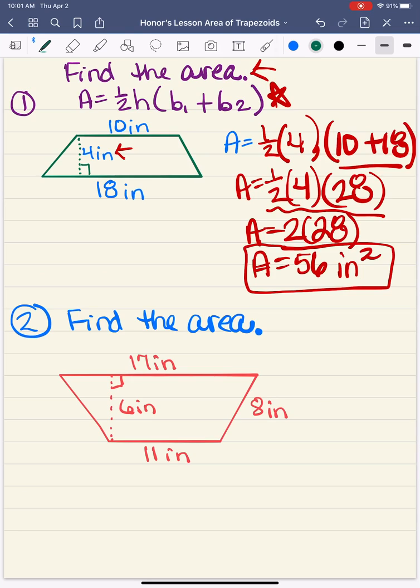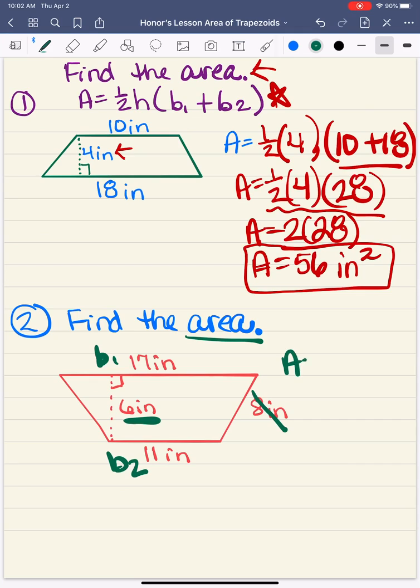Okay, example 2. We're going to find the area of this trapezoid. This time we're given more numbers than were needed. So we're going to look for the bases first. The bases, remember, are the two that are parallel to one another. So I'm going to use base 1 and base 2. The height makes a 90-degree angle between the two bases. So that's going to be the 6. The 8 we will not be using to find the area.